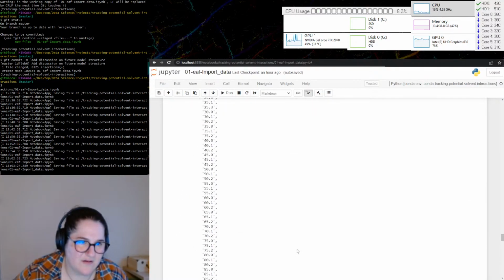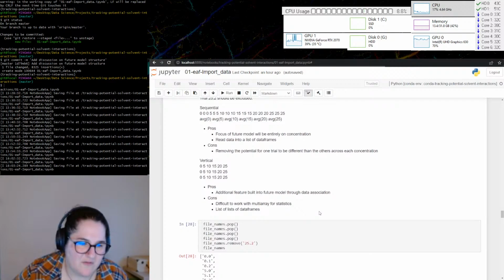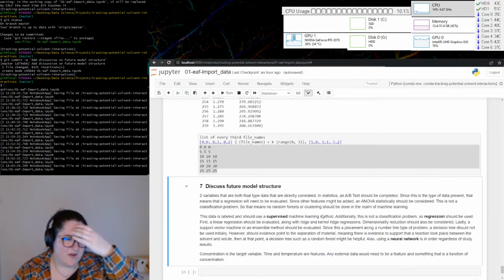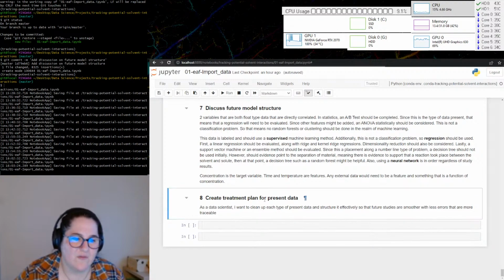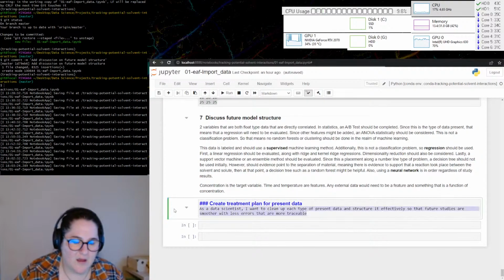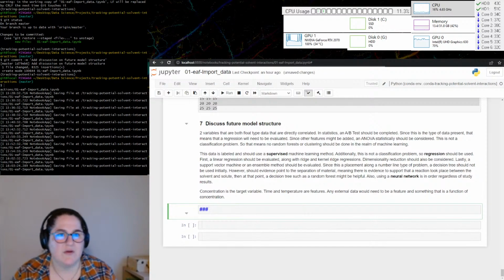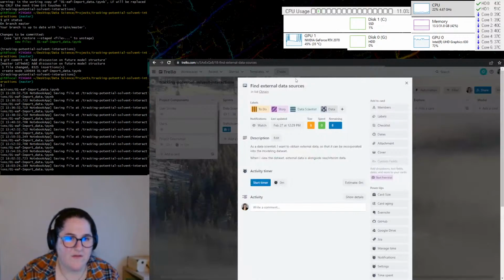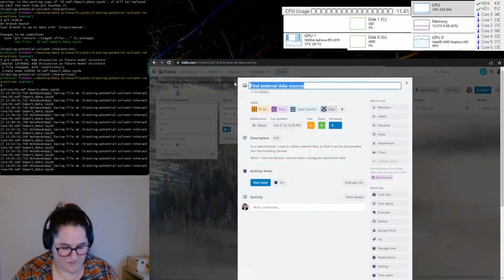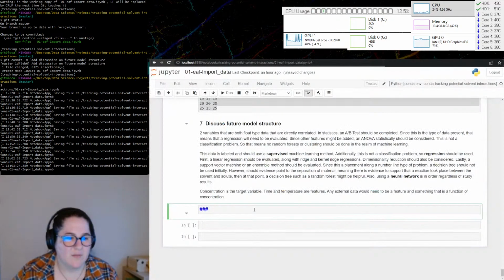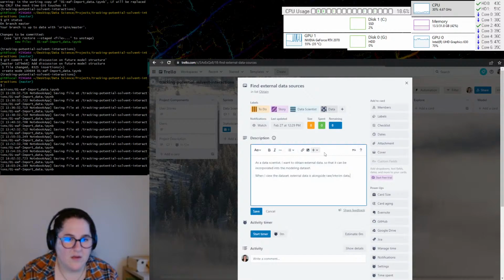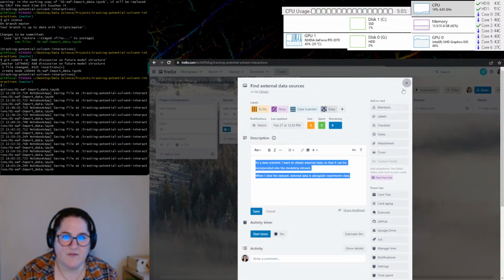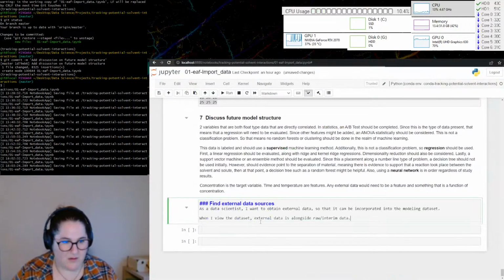I don't like this. This is under our pull data into workspace. Okay, so we have our pull data into workspace, but we need to do a little bit of work. This create treatment plan for present data is actually going to move out of this notebook and into our scrub notebook. So I'm actually going to just do that real quick and go to our find external data sources card. Let's get our user story with our acceptance criteria. We're going to pull that in here.